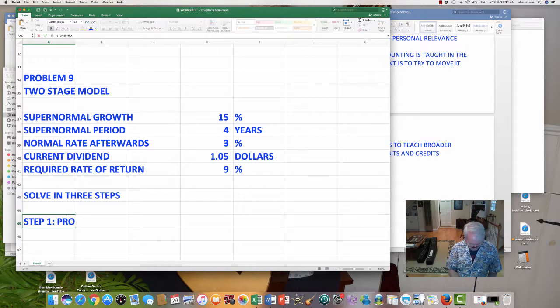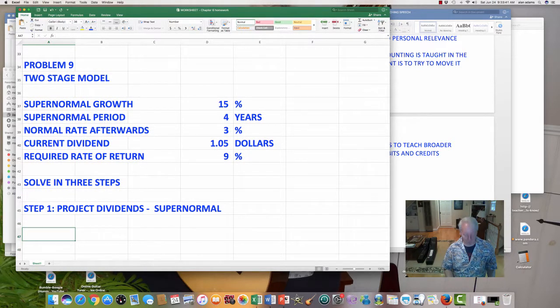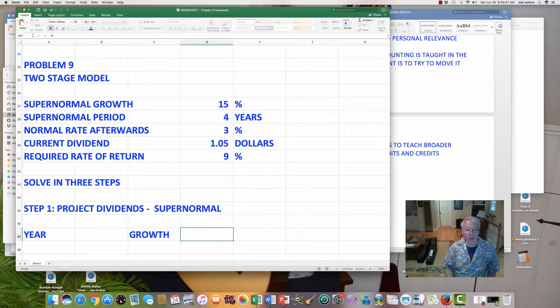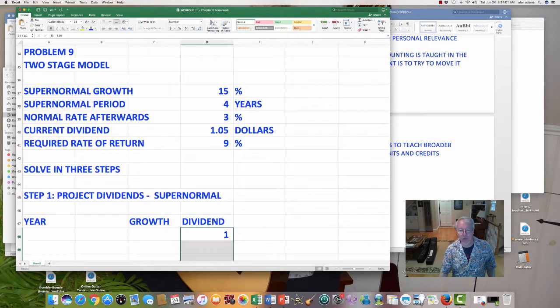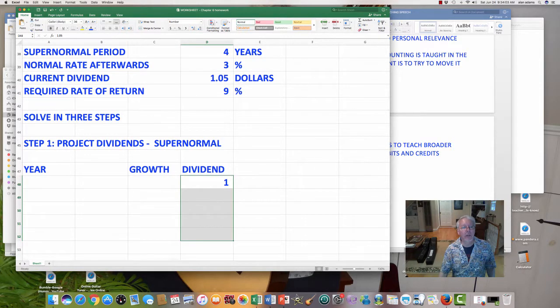all right, project the dividends during the supernormal growth, which will only last a certain number of years. So I'm going to say, what is the year? Okay, what is the growth, and what is the amount of the dividend? And as I did in the text, I'm going to keep that to 3 decimal places so we get a little more mathematical accuracy. Obviously, the dividend we just paid was $1.05, so I'm going to take that out to, it's going to be 4 more years. So let me add some pennies to that. Okay, this is going to be year 1, 2, 3, and 4.